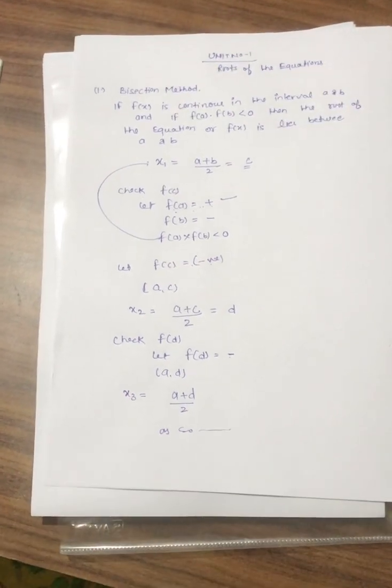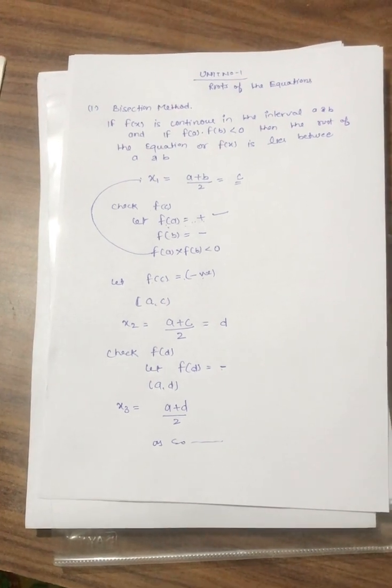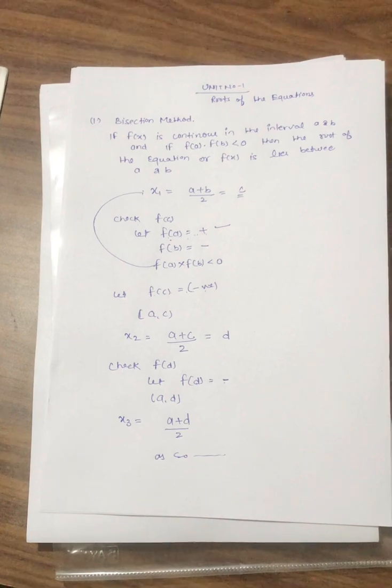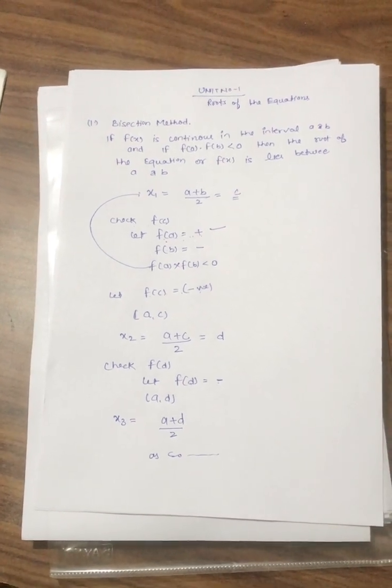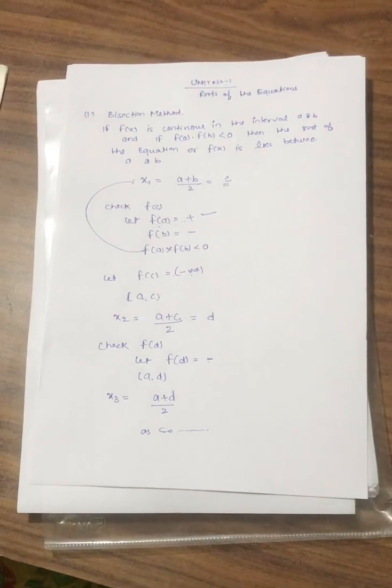This is the procedure of bisection method, right? You have to first find the interval, check the value of the function at those interval points, right? And then find the value of roots x1, x2, x3 as asked in your question.